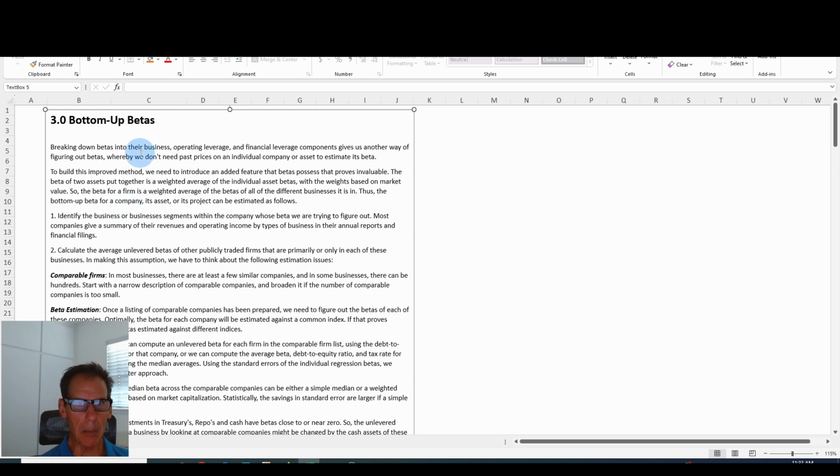And I've been using bottom-up beta for 15 years. Aswath Damodaran developed this model. Some will argue that bottom-up betas is just a wild guess and it's not any better than anything else. Look, there are a lot of different ways to skin a cat.